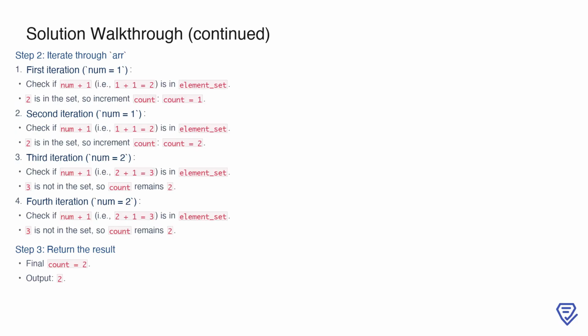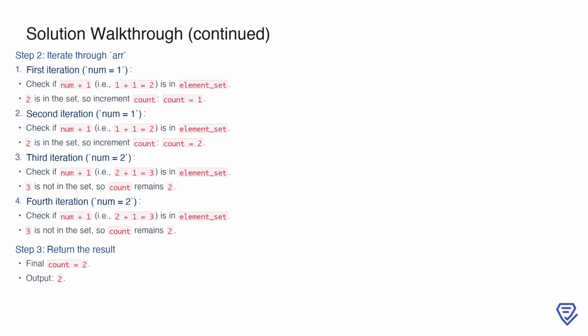In this example, we start iterating through the array. On the first iteration, number is 1. We check if number plus 1, which is 2, exists in element_set. Since 2 is in the set, we increment count to 1. On the second iteration, number is also 1 again. We perform the same check, and because 2 is still in the set, we increment count again, making it 2.